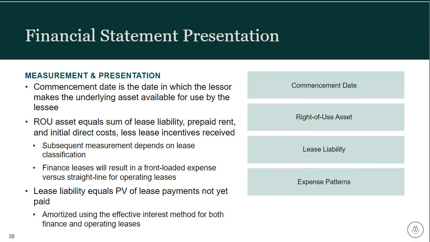Quickly here on measurement and financial statement presentation. Again, the commencement date is when the asset is made available. The asset equals the sum of the liability and those costs. And that lease liability is the present value of the lease payments not yet paid. So on 1/1/22 it is the present value of the remaining lease payments. We want to make sure we do it that way. And again, we use the rate as of the remeasurement date or the commencement date.